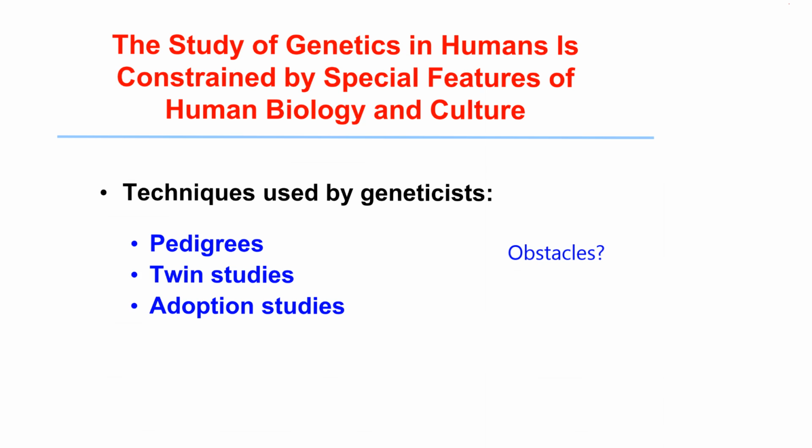It is controlled matings, which we cannot do in humans. Another one is long generation time, and the third one is generally a very small number of offspring. Let's go back to controlled matings.